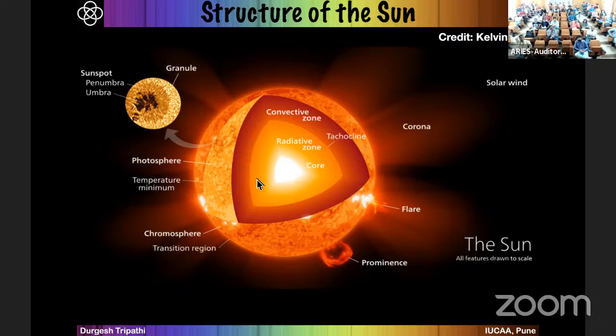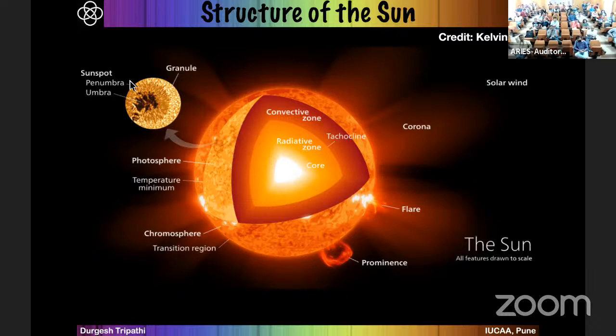And why does the convection start? You should read up, but essentially the temperature gradient falls so sharply that the photons, the light which is radiated, cannot bring the energy out, and therefore it becomes convectively unstable, and you start seeing convection cells. And that is what you see on the photosphere at this location here. So that is your photosphere.